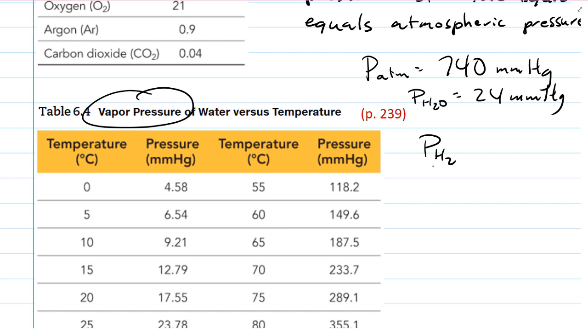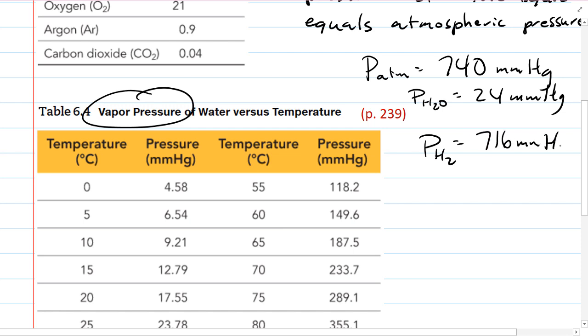It's going to be a very simple calculation. What's probably one of the simplest mathematical calculations we could do? Subtract, exactly. So we would then subtract the two and we'd say that the partial pressure of hydrogen that you collected would be 716 millimeters of mercury, which again is less than the atmospheric pressure, and is due to the vapor pressure of water through which you collect it.